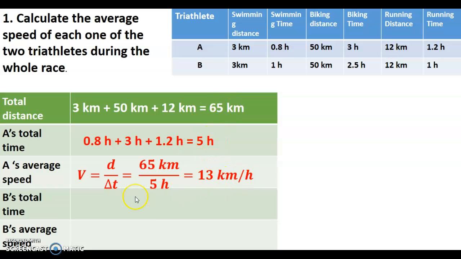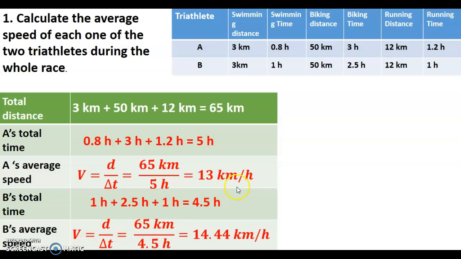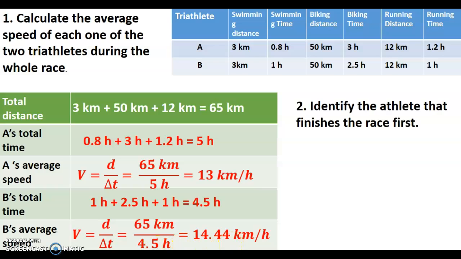13 kilometers per hour. While for B, the total time is 1 plus 2.5 plus 1, it's 4.5 hours, less time. This means that he needed less time to cover the same distance. So 65 kilometers over 4.5 is 14.44 kilometers per hour.